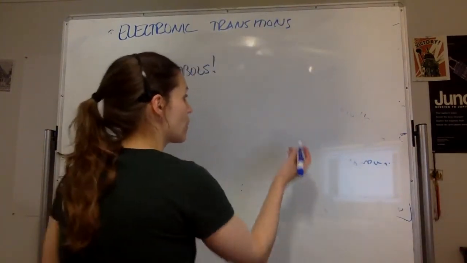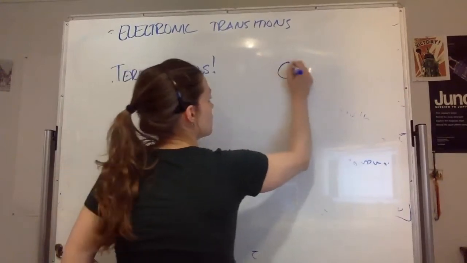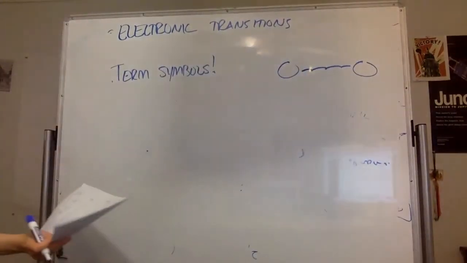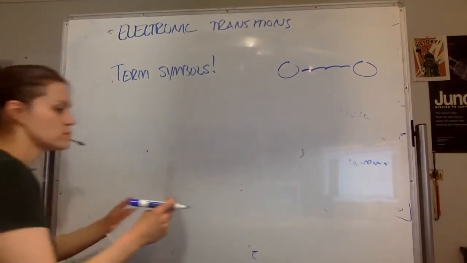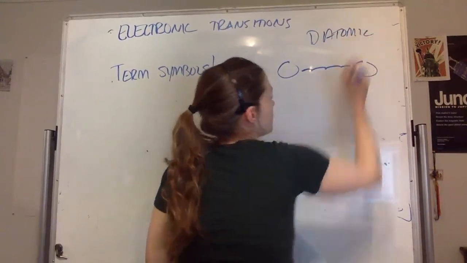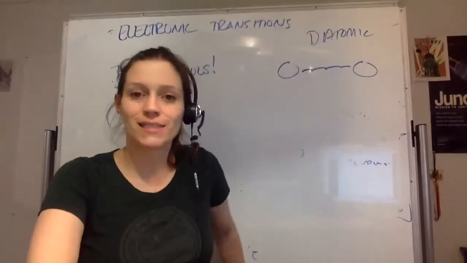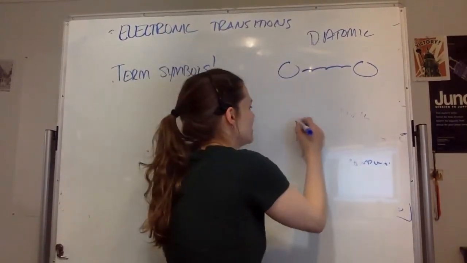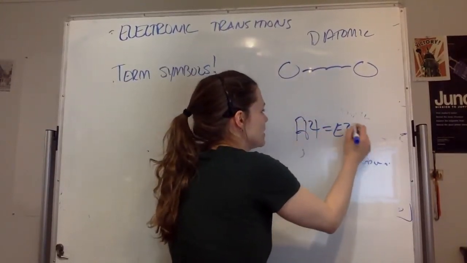So think of the molecule. And so I've got a diatomic here. So think about everything we know about that diatomic. Orbital, or actually, I'll start with this. H psi equals E psi.